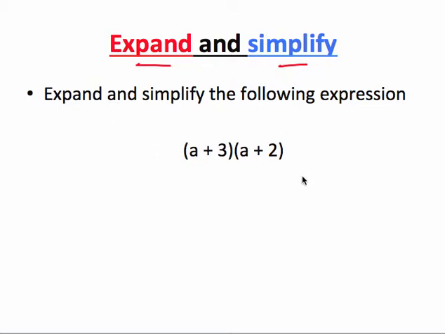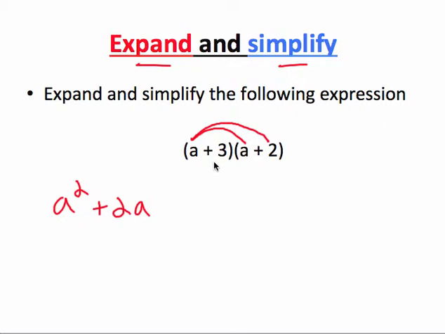Now there are lots of different ways of expanding and simplifying double brackets. Your teachers might have taught you the FOIL method, they might have taught you the grid method. The way I like to do it, nice and simple, is I multiply everything on this side by everything on this side. So I start on the outside and I multiply by A, and I get A squared. Then I do A multiplied by positive 2, that gives me plus 2A.